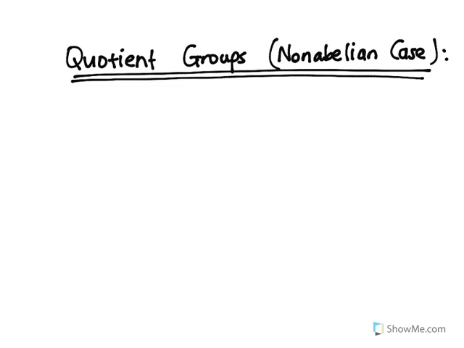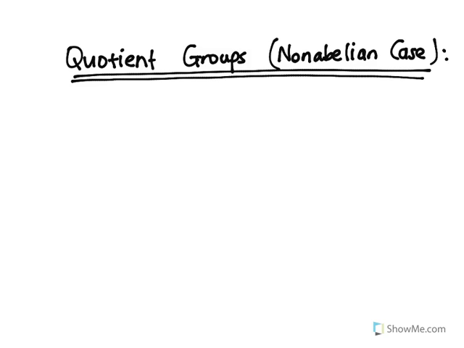Hey class, today we're going to continue our discussion of quotient groups. You may remember that in the last two videos, we've always been assuming that the group G was abelian. So now at last I want to consider what this whole idea looks like if G is non-abelian.